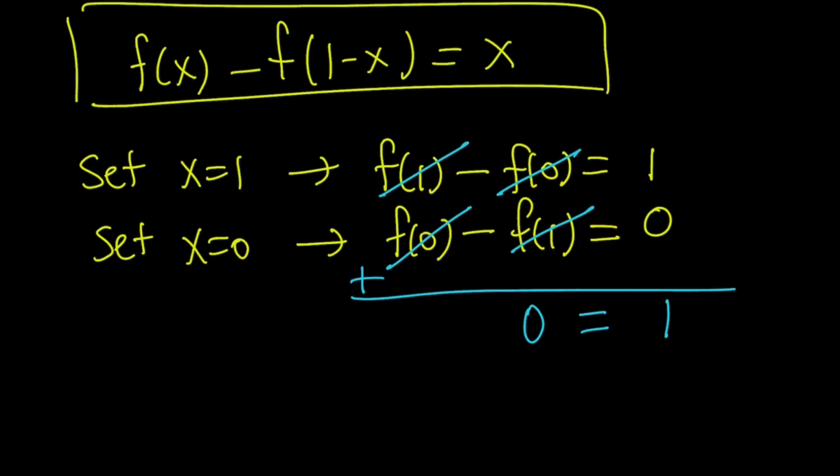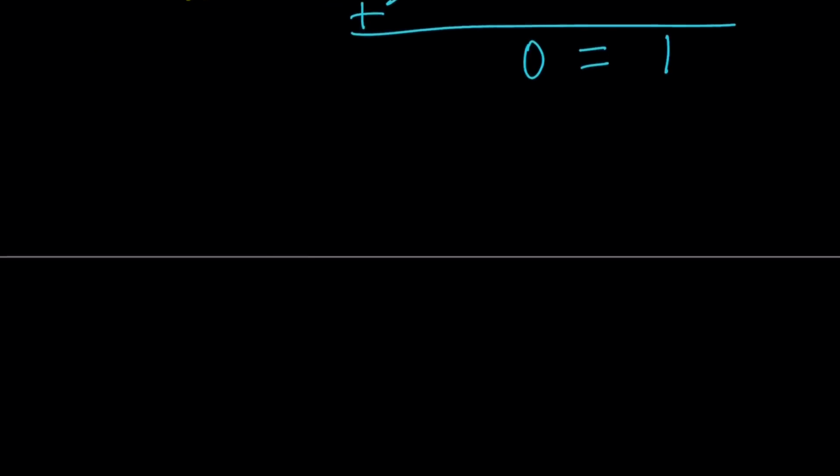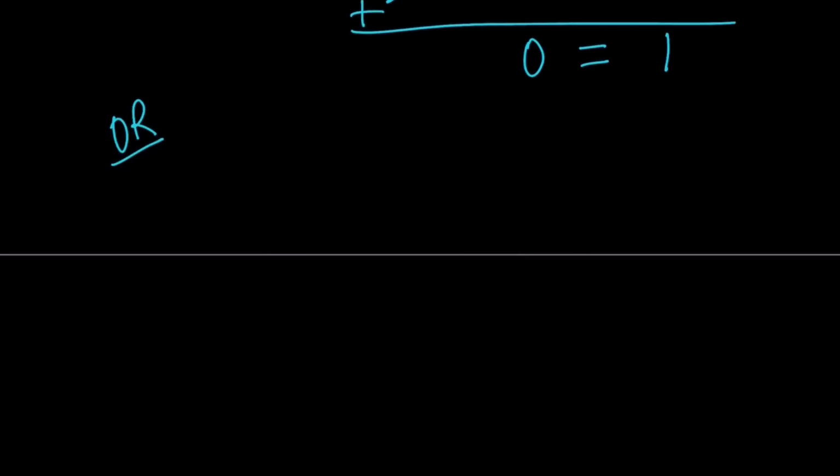No way! This is impossible. Okay, so 0 does not equal 1. We know that at least, right? So this means that there are no functions that satisfy this. Wait a minute. Is there another way to look at it? Of course. Let's go ahead and take a look at it from another perspective.